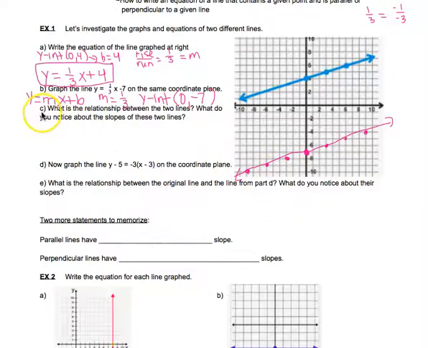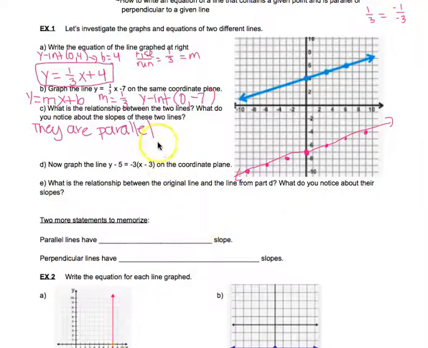All right, so C, what is the relationship between these two lines? When you look at these two lines, what would we call this? They're two lines that do not intersect, and it looks like if they kept going on forever, they still wouldn't intersect. So hopefully you know that those lines are called parallel. So the relationship between those lines is that they are parallel. What do you notice about the slopes of these two lines?